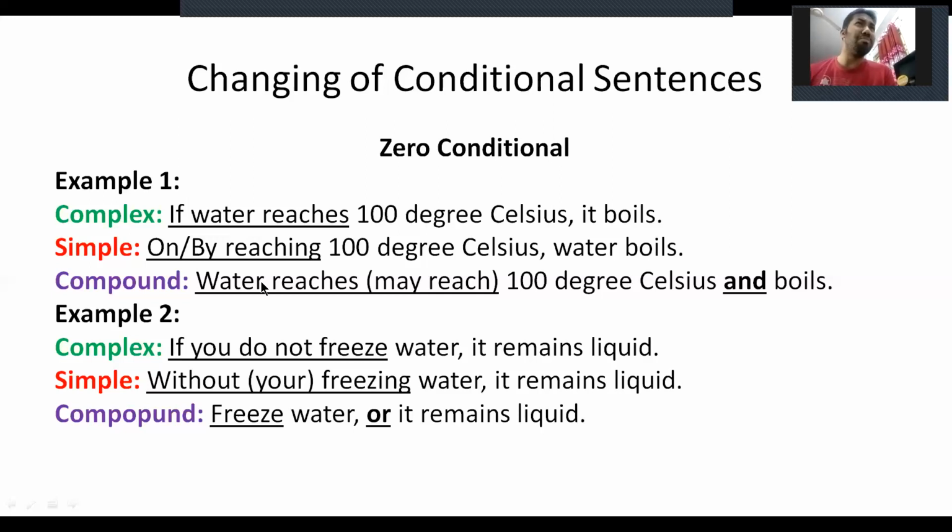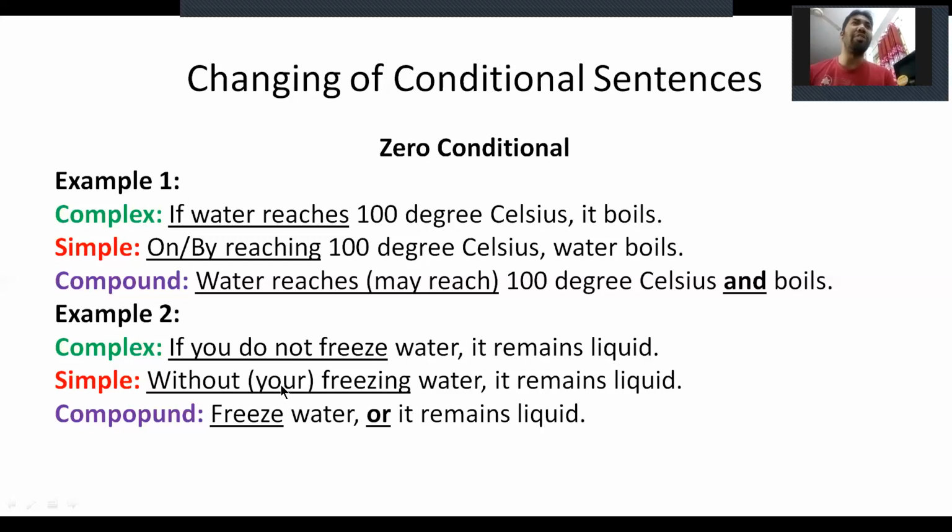To make the sentence compound, you can use: the water reaches 100 degrees Celsius and boils, or alternatively, you can use: water may reach 100 degrees Celsius and boils. Here is a negative form of this sentence based on zero conditional. If you do not freeze water, it remains liquid. To make it simple, drop the subordinating conjunction if from the subordinate clause and use without plus verb plus ing. So if we use without to make the sentence simple, we normally drop the negative part of the sentence. So here, this do not is to be dropped to make the sentence simple. So without freezing water, it remains liquid.